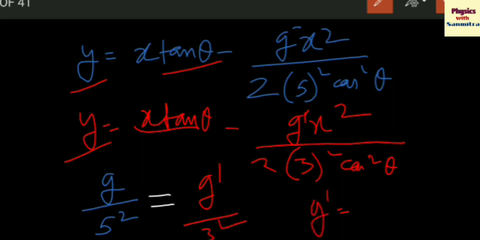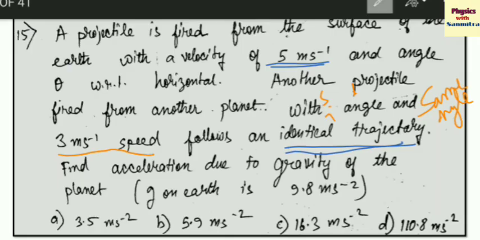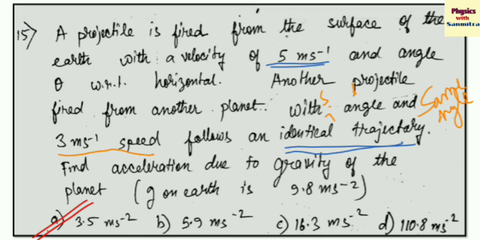So g dash is g times 3 square by 5 square, that is 9 by 25, and g is 9.8. So 9.8 into 9 by 25 will be approximately 3.5 meter per second square. So the ultimate keyword is trajectory. If we can identify the keyword, the question becomes very easy. We'll just equate both trajectories.